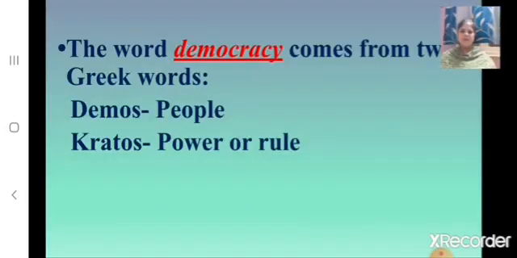Children, what do you mean by democracy? Democracy means the government of the people, by the people and for the people. And do you know the word democracy is derived from two Greek words, that is demos? Demos means people, and kratos means power or rule. So democracy is the idea that the citizens of a country should take an active role in the government of their country and manage it directly or through elected representatives. So in India we know that we have a democratic government.